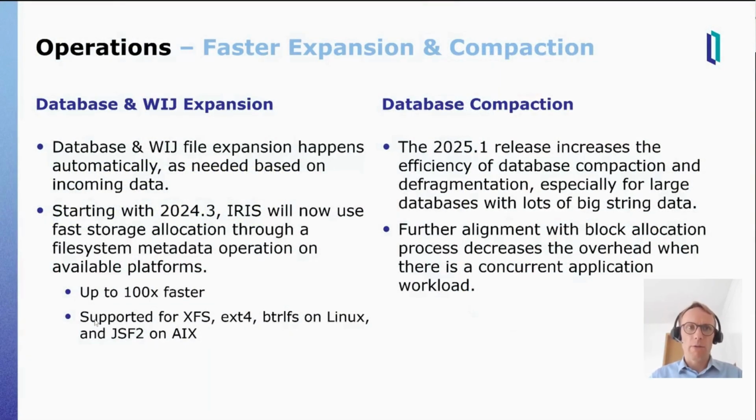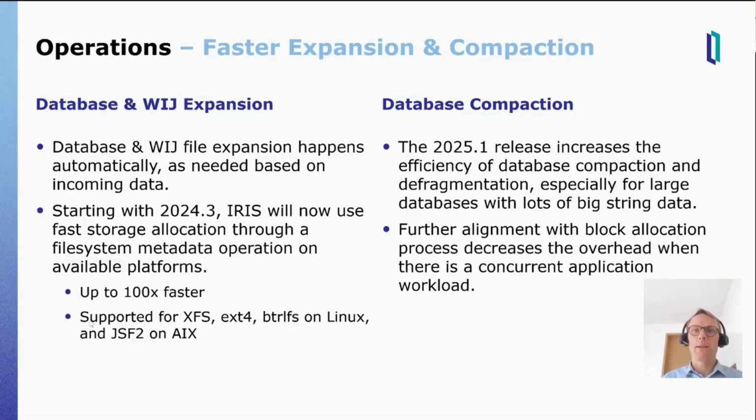Let's first touch on a couple of the system operation pieces. Database and WIJ file expansion are things that happen completely automatically, so you'll never have to do this yourself. For these system operations, we've made them take advantage of some low-level file system operations that allow us to not have to really write data, but just allocate it in the file system, which gives us some nice speed-ups.